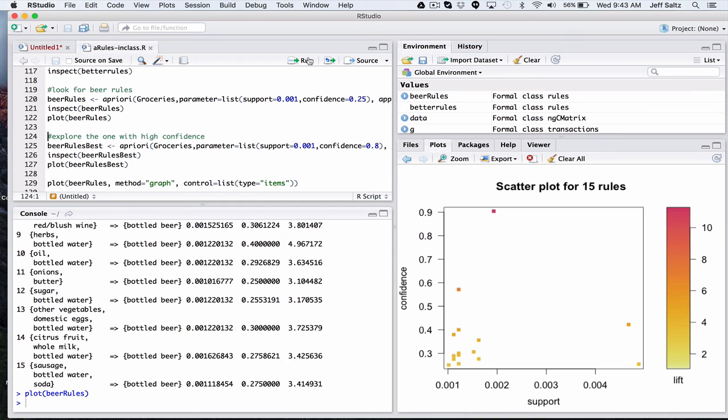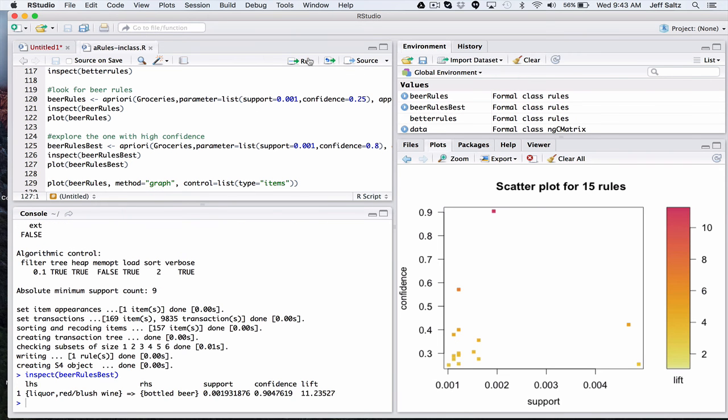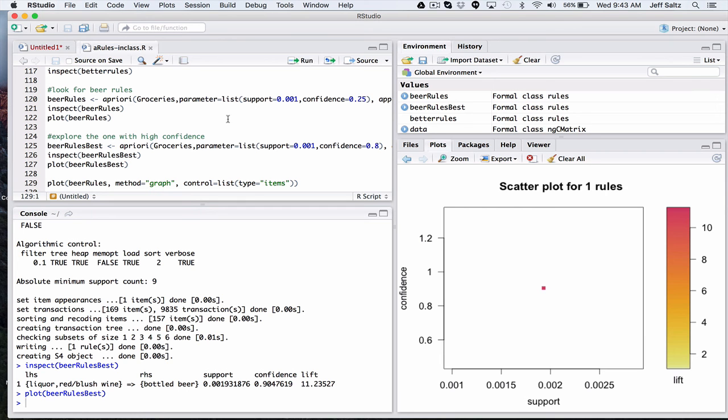We can drill in a little bit more detail. See here what we did. We kind of zoomed in on that one with very high confidence. And again, it's what I identified at the very beginning. You have liquor and wine, red wine in particular. There's a very high likelihood you're going to buy beer.